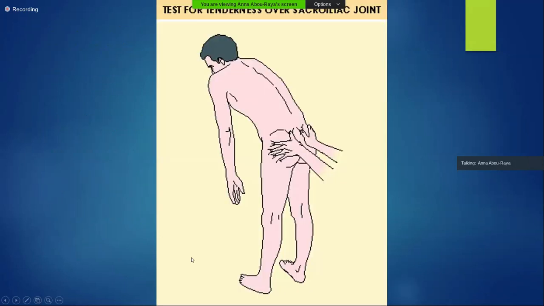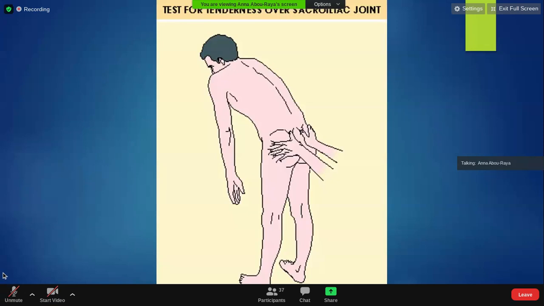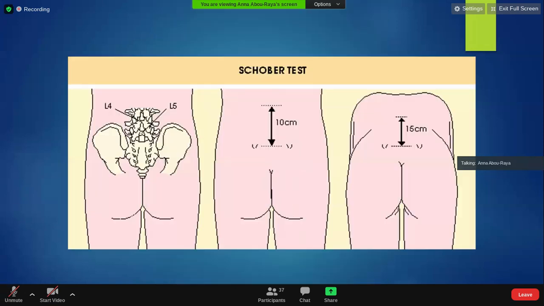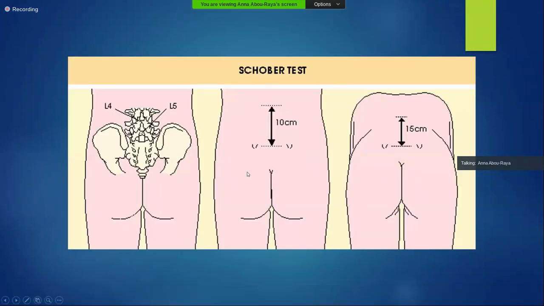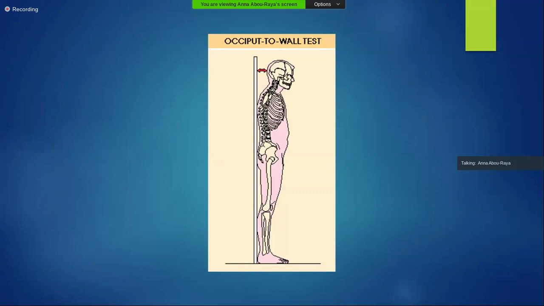So these are what we test for sacroiliac tenderness over the posterior superior iliac spine. Also the Schober's test, where we take a point in between the posterior superior iliac spines. We measure 10 centimeters in a straight line. When the patient is standing very straight, lean him forward. It should increase by 5. If it doesn't increase by 5 or more, then we have to know that there is limitation of the lumbar motion. Here is the occiput to wall test.